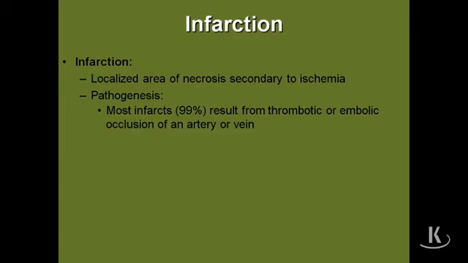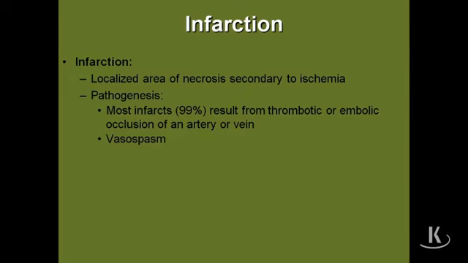So when we talk about the pathogenesis of infarction, 99% of the time most infarcts will result from thrombotic or embolic occlusion of an artery or vein. Because if it's in the vein, obviously, the blood will back up. We have this passive congestion. Depending upon the metabolic state of the cells, if they require a lot of oxygen, this can lead to an infarct. Another thing that can cause an infarct is spontaneous vasospasm.